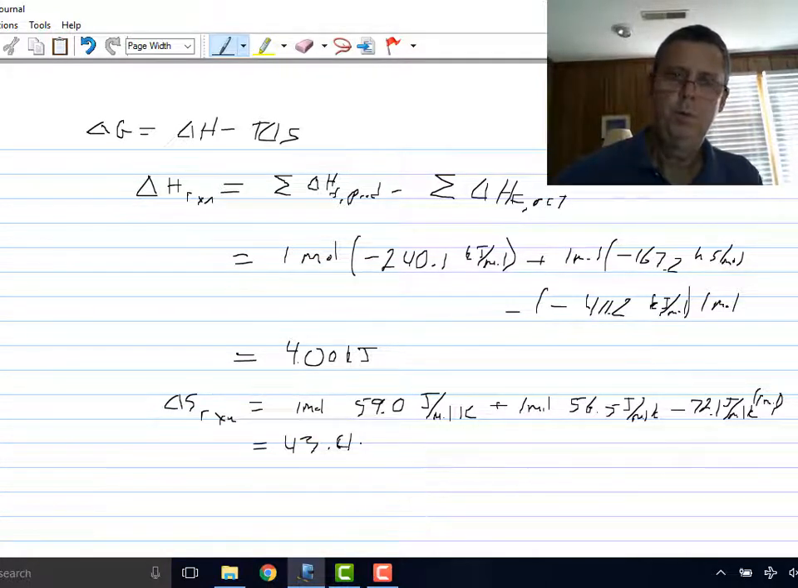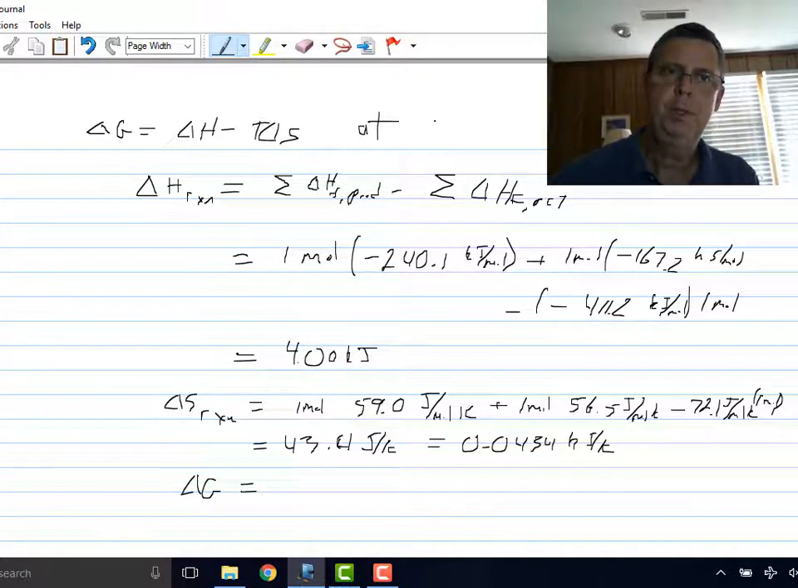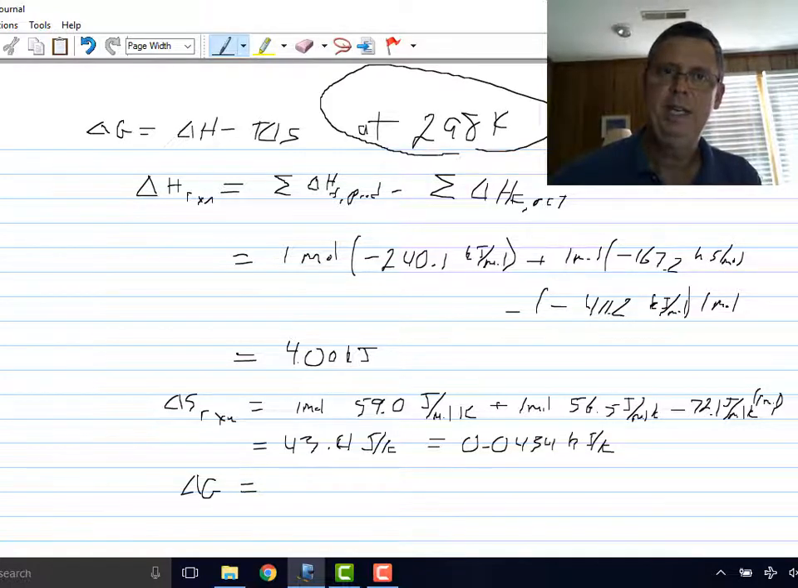That's .4 joules per Kelvin, which of course is 0.0434 kilojoules per Kelvin. And therefore plug this in, and delta G, again delta H minus T delta S, temperature we said is 298 Kelvin. Actually I didn't specify that up top, but we need to know that it's at 298 Kelvin. Otherwise we can't solve this. So I just put up here at 298 Kelvin, something I should have mentioned previously.